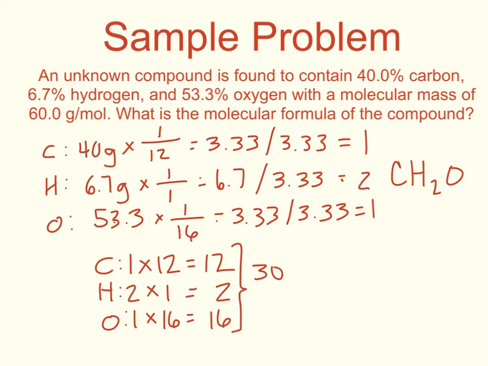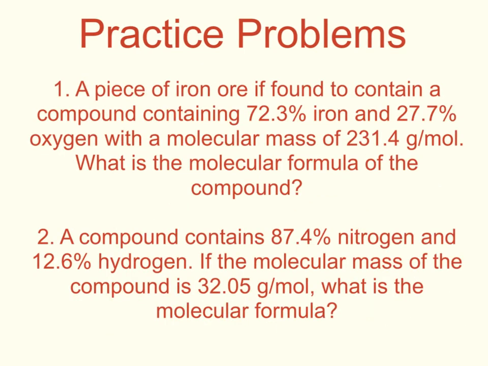Next, I go back to my problem and use the molar mass from the problem, which is 60 grams. So I'm going to take 60, divided by my molar mass that I just calculated of 30. 60 divided by 30 is 2. This tells me I have to multiply each subscript in my empirical formula by 2. So my final answer is C2H4O2.